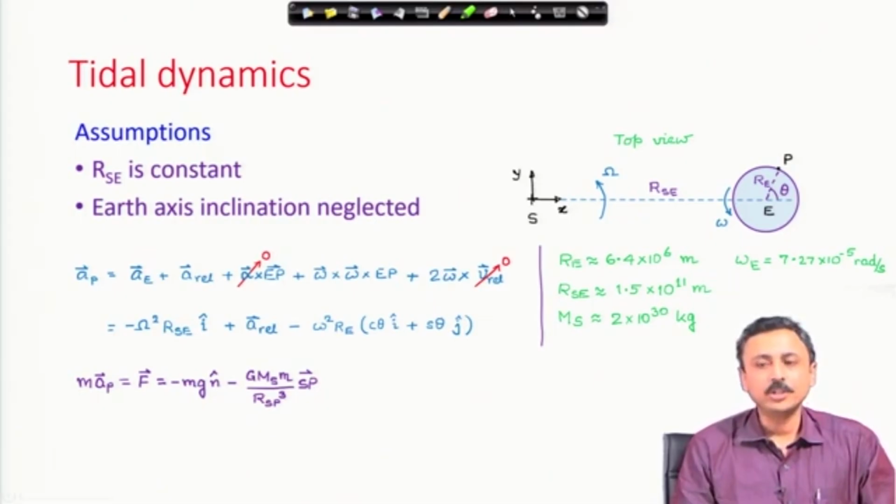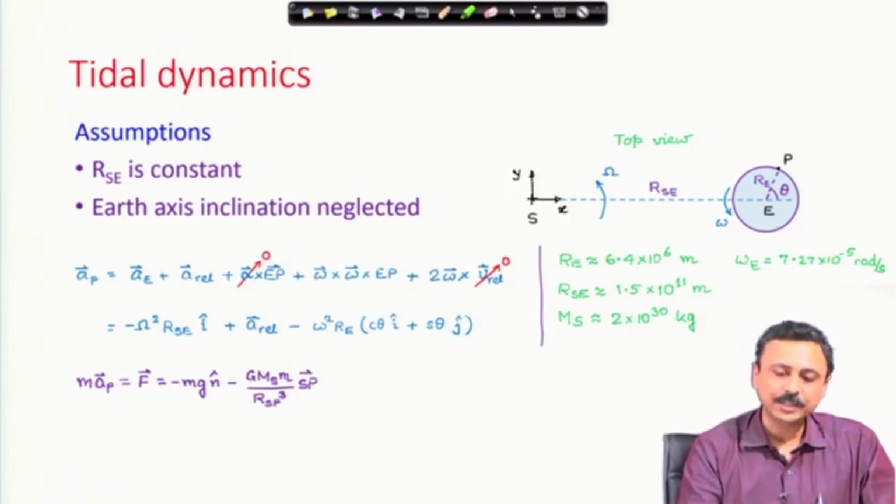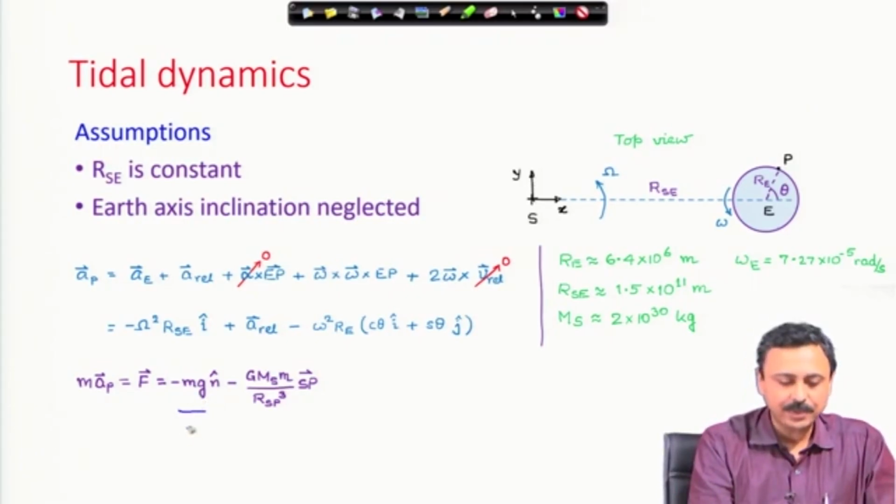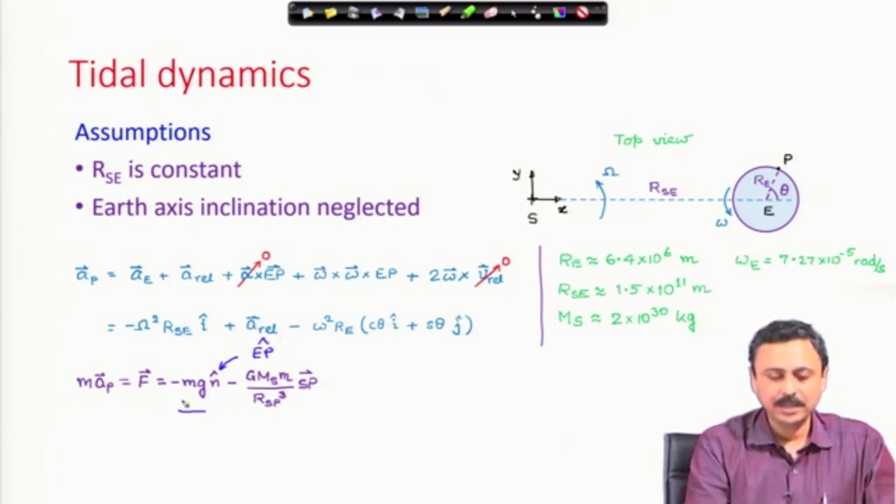Now, we are going to write the equation of motion for this particle p. Mass times acceleration, inertial acceleration of the particle must be equal to the net force acting on the particle. What are the forces acting on the particle? The first one is the weight, which is in the minus mg n cap. This n cap is nothing but E p cap, unit vector in E p direction. So, minus E p cap is the direction of gravitational force, and magnitude is mg. So, mg times minus n cap or E p cap. So, minus mg n cap.